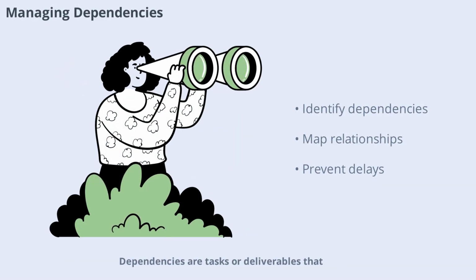Dependencies are tasks or deliverables that rely on others to be completed first. Identifying and managing dependencies during scoping helps prevent delays and ensures a smooth workflow. Let's discuss techniques for mapping and managing dependencies in your project.